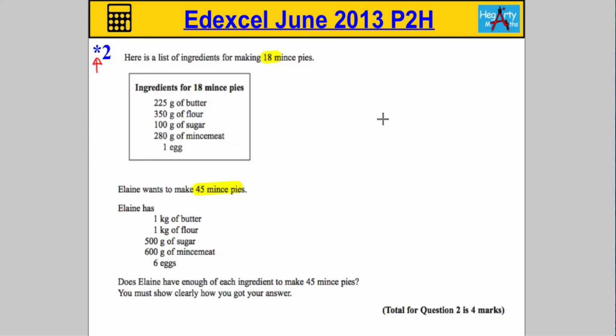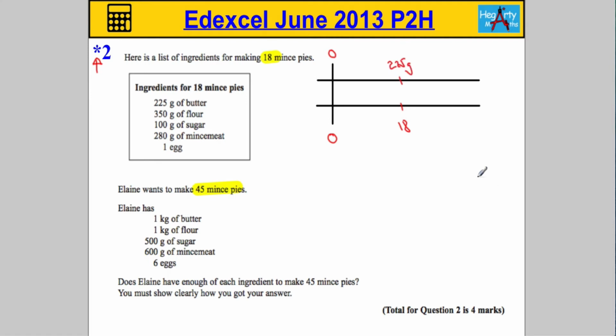So in order to do this, I'm going to look at something called the double number line. So suppose we know that if I was making 0 mince pies, I would need 0 of every ingredient. That just makes sense. But if I need 18 mince pies, let's take a look at the butter situation. For 18 mince pies, I'm going to need 225 grams of butter. I want to see how much is required for 45. Well, I'm going to think about it like this.